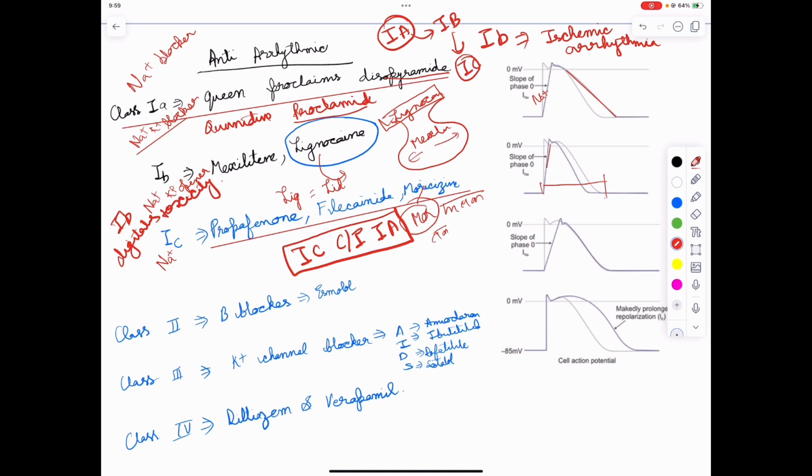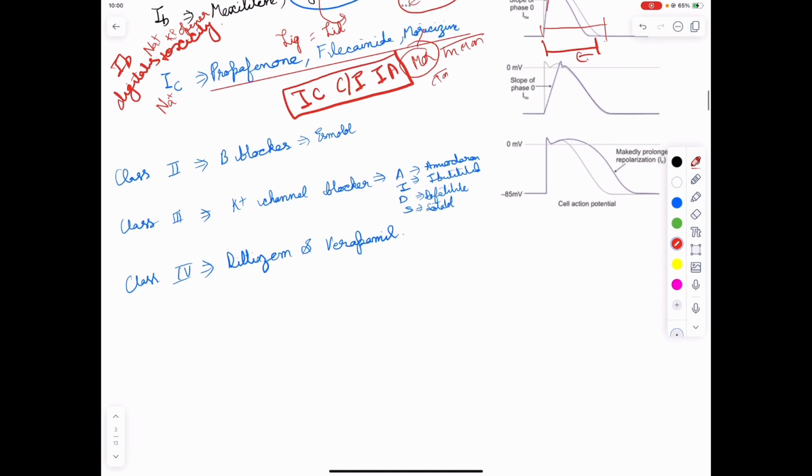But the action of class 1B drug is that it increases the action potential depolarization. Now when it increases the action potential depolarization, it will reduce the duration of action potential. So the ultimate duration of action potential is reduced, and this helps in overcoming the arrhythmia and the blockade produced by the digoxin. Now we move towards beta blocker.